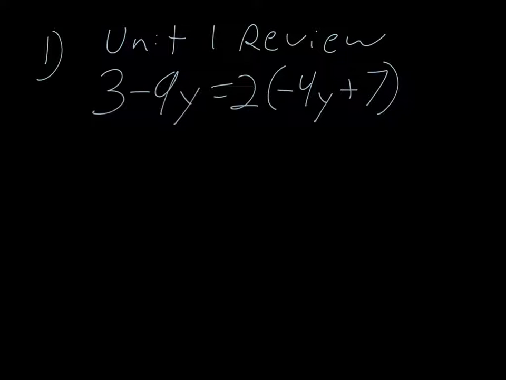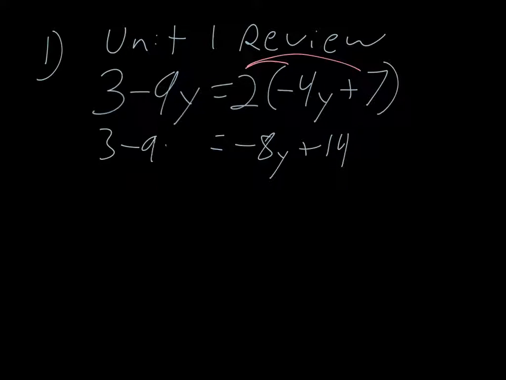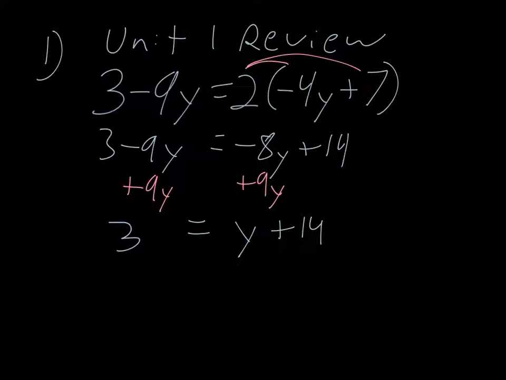Let's work on the Unit 1 review. So number 1, I'm going to begin by doing the distributive property. That's going to give me negative 8y plus 14. Bring down the left side. Now I've got variables on both sides, so I'm just going to choose to mess with the y's here. Let's see, I'm going to add 9y to both sides. That is going to give me 3 equals 1y plus 14, and we finish the problem by minusing 14 on both sides, and we get a final answer of negative 11.